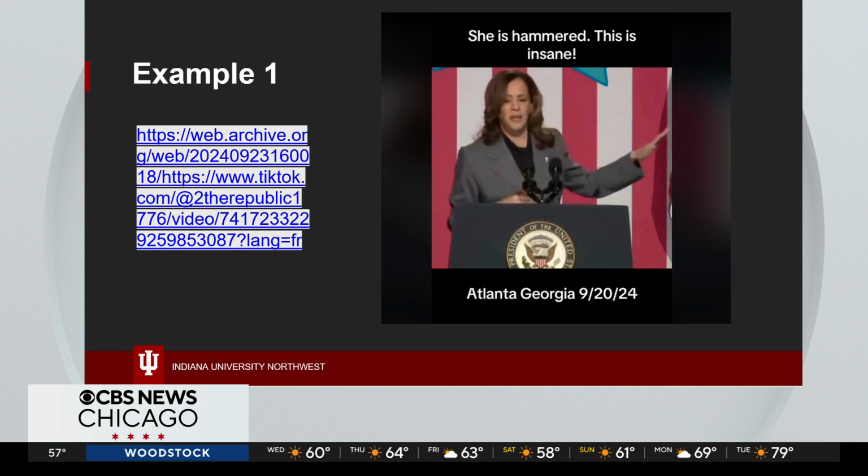Example number 1 is Kamala Harris, a picture of her. She's hammered. This is insane. It's posted. I'm sure you've seen it. Example number 1, a post. That is the caption. Yes, absolutely.